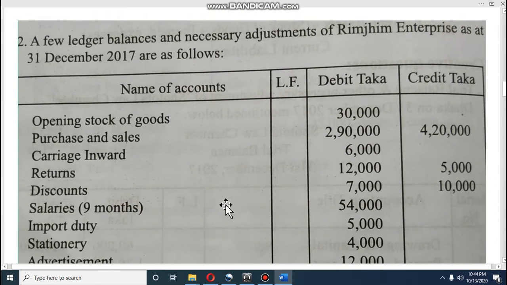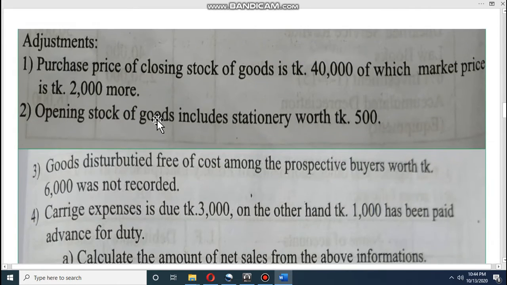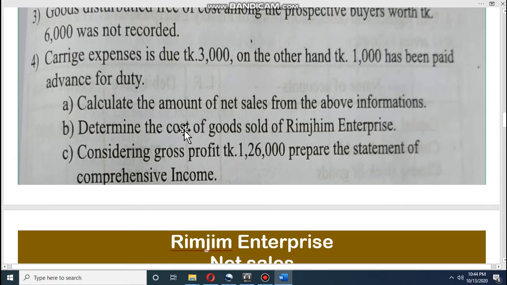Dear student, this is CQ2 from your books. So all of you take your books so that you can easily see the question and we will solve it. Dear student, let's see the requirement. First one is calculate the amount of net sales. That means we have to find out the net sales.